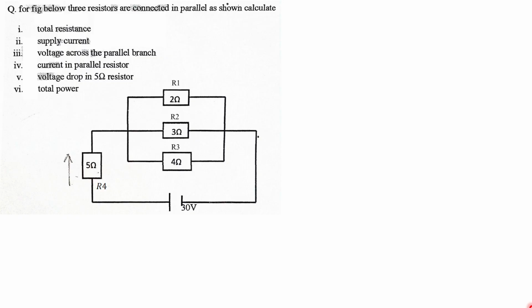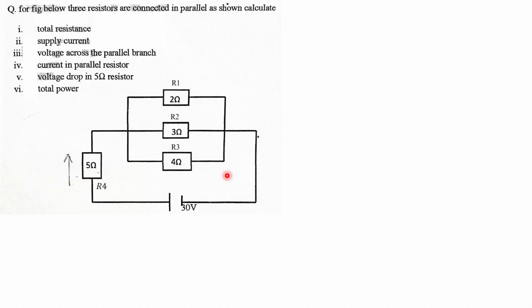So today we are going to solve this question. For the figure below, three resistors are connected in parallel as shown. Calculate I, the total resistance, II, supply current, III, voltage across the parallel branch, IV, current in the parallel resistor, V, voltage drop in the 5 ohm resistor, and then VI, the total power.